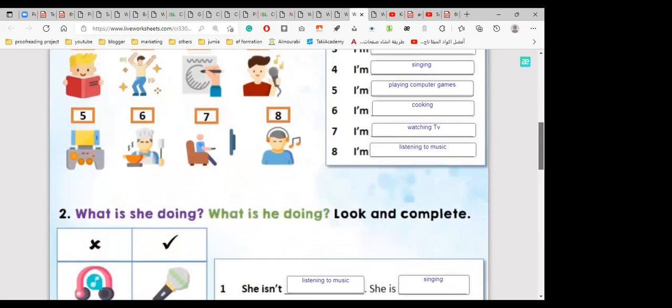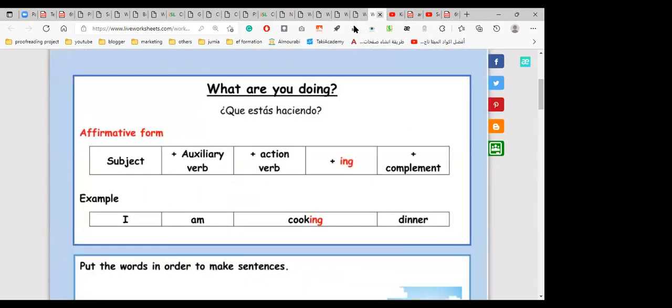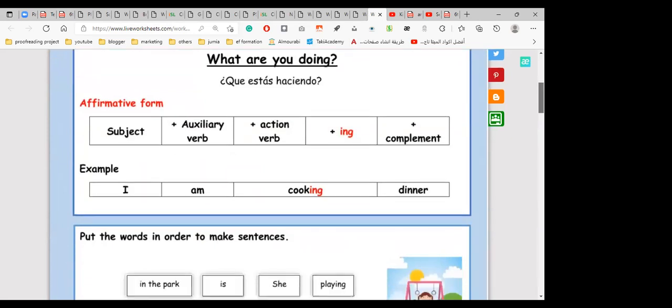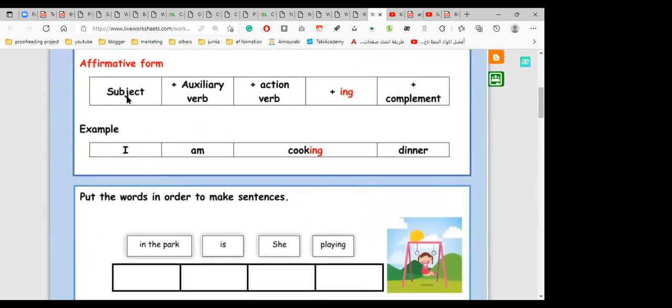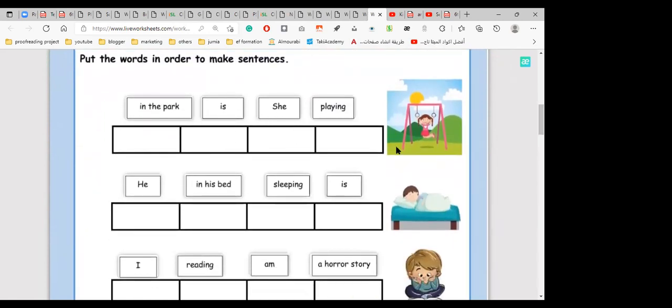Okay, this is how we say, what are you doing? I am playing, dancing, eating, anything, okay? So here, we will see how we do the sentence. Okay, here, the sentence, we have the subject in the affirmative, of course. We have the subject, I, the auxiliary verb or the modal, I am, the verb to be, or I can, or the action verb cook, the ing in cooking, and the complement. This is what we are going to do in this exercise, okay? Here we are going to put them in order.